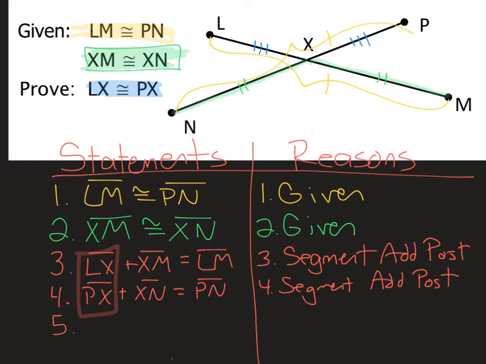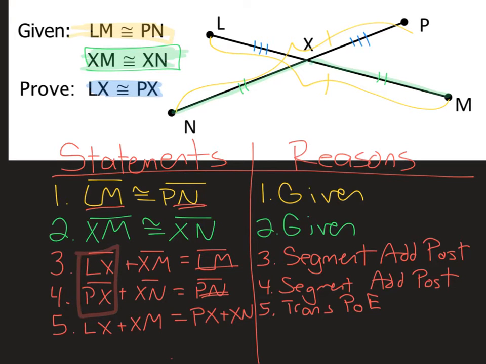So in statement 5, I'm going to say LX plus XM equals PX plus XN. And again, because these guys are here and these guys are here, we can substitute all that in. So since we're doing a couple substitutions, this is your transitive property of equality. And then I'm going to do one more substitution. Scroll down here a little bit. Okay, one more substitution.